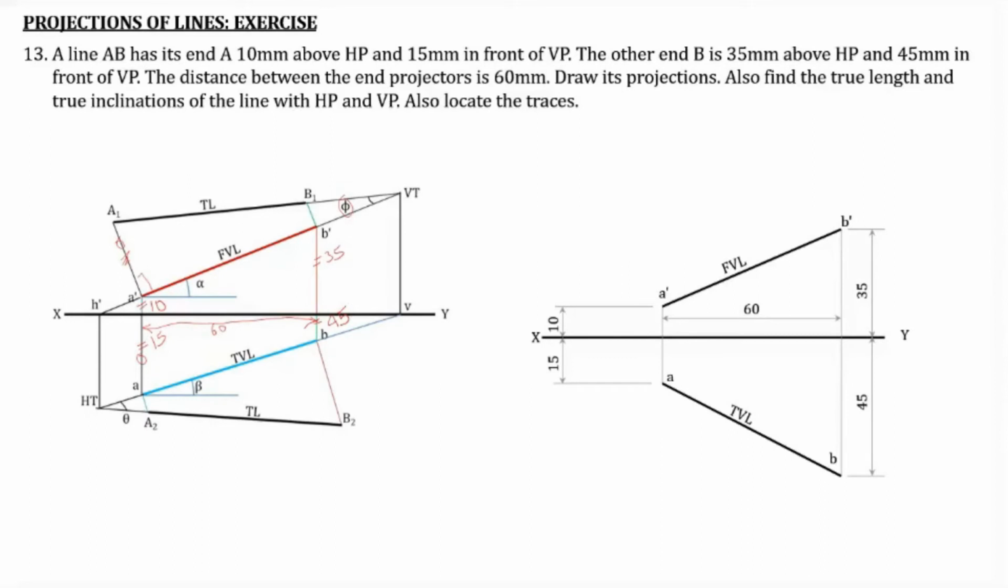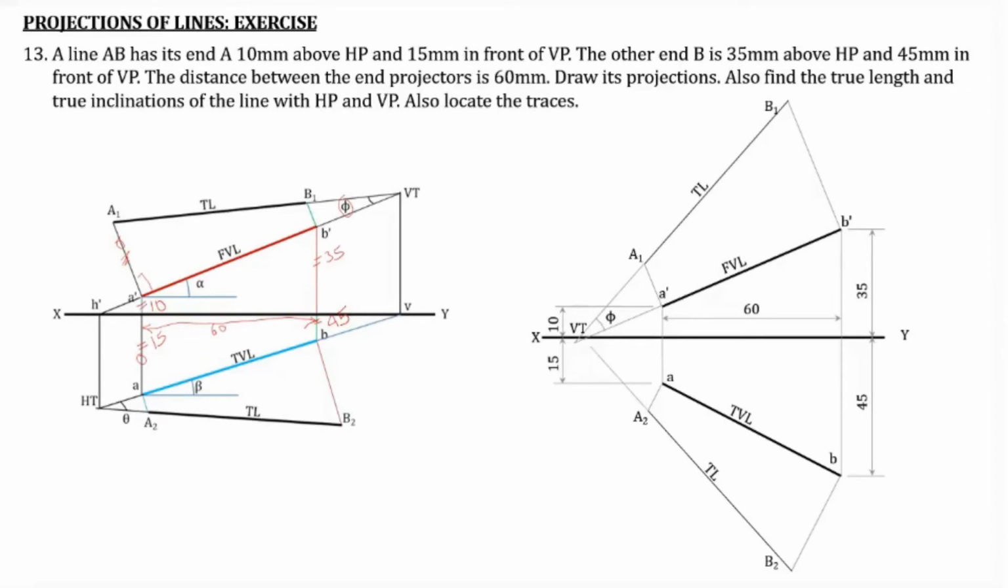Now from point A dash as well as B dash, draw perpendicular lines in order to obtain A1 as well as B1. Join A1 B1, which will give you the true length. Similarly, from point A as well as point B, draw perpendicular lines in order to get A2 and B2. Join A2 and B2, this is also the true length. Now extend the true length line in the front view as well as extend the front view. The point of intersection of both these extensions will give you the VT, and the included angle will be phi.